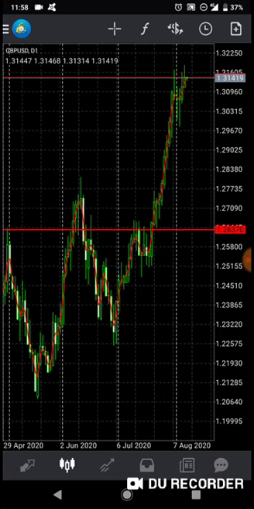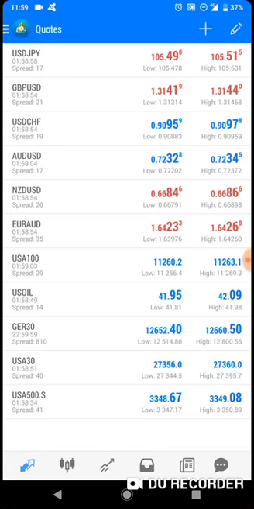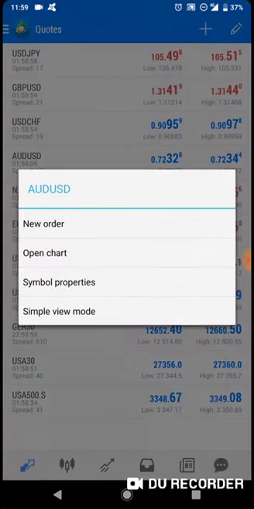Okay, so let's just say I want to issue a trade on this particular currency pair. Is there anything wrong with my network? Okay, let's look at this.